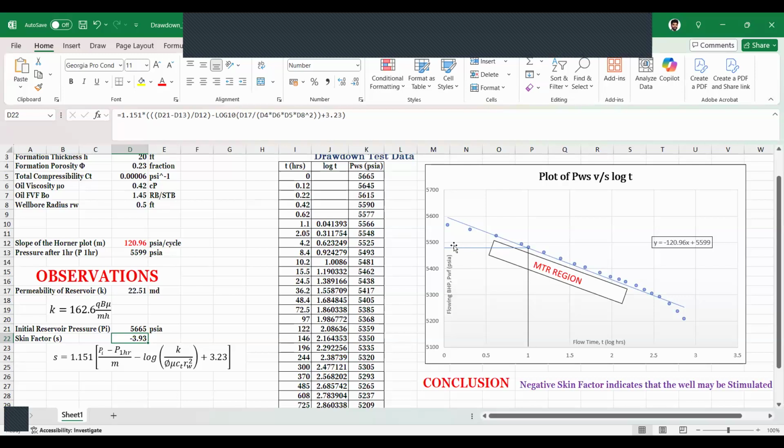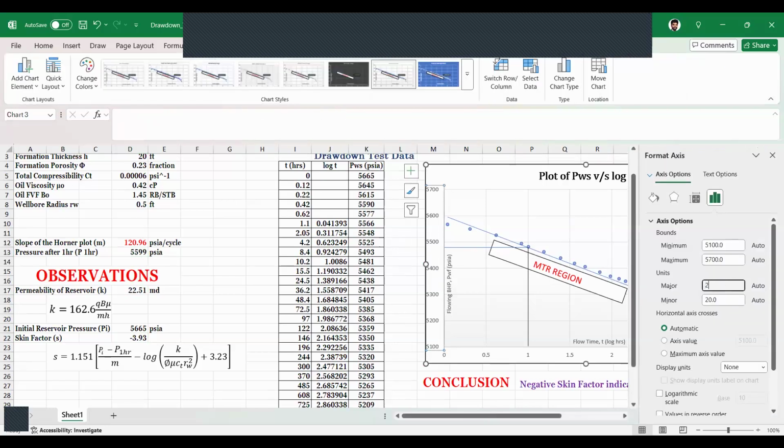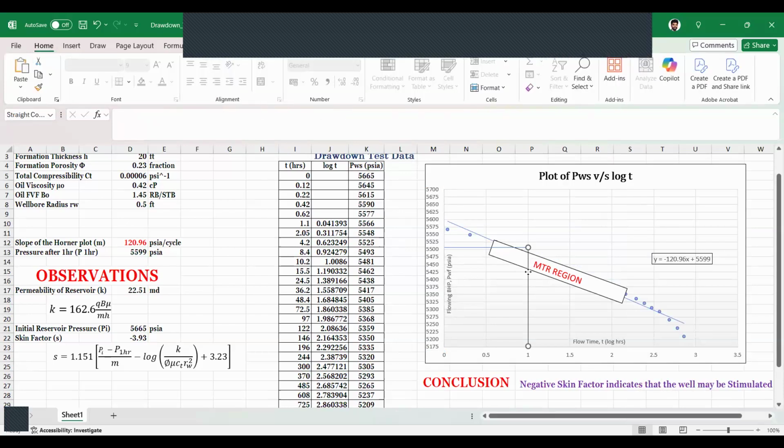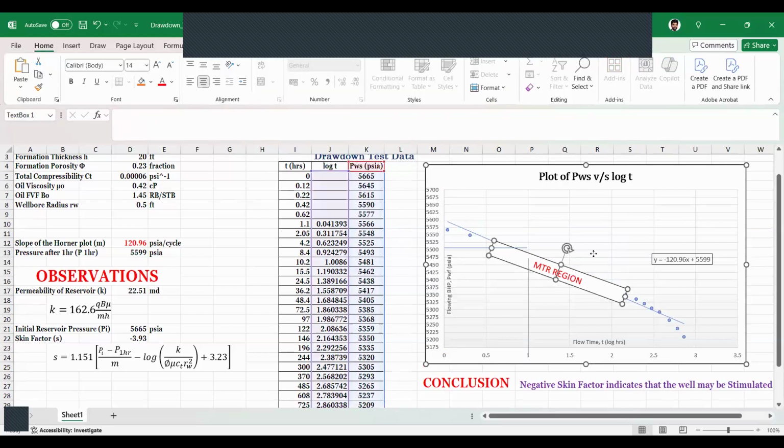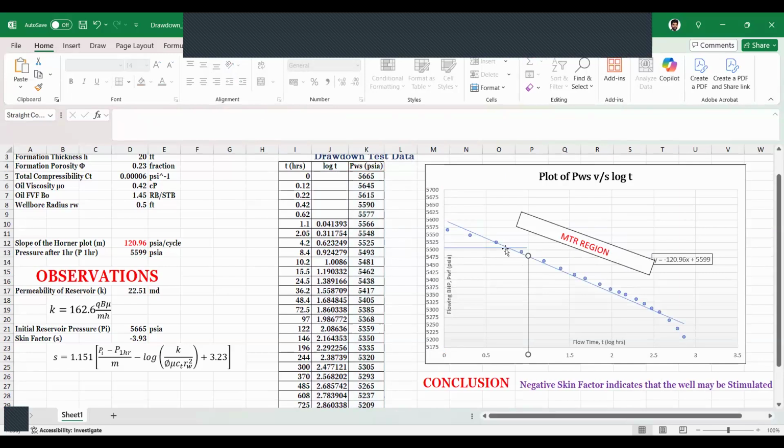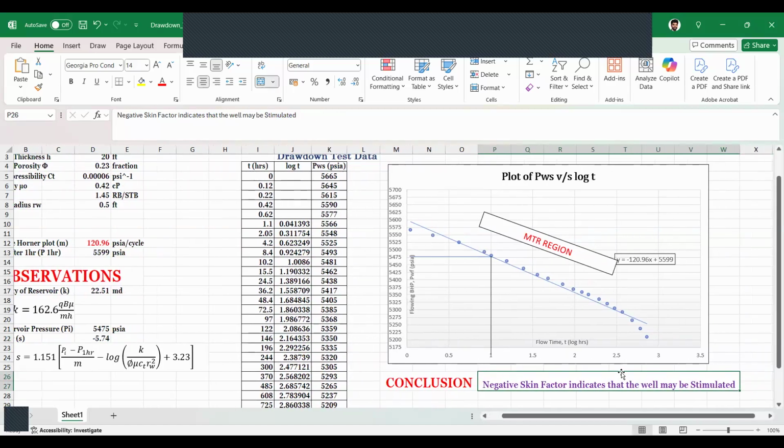Oh, it has to be less than 5500. So it should be maybe, let me just try to see, convert that to 25 maybe, and see what is the actual value. It is going down anyway. It is like 5475. Let's plug that value, 5475. Now skin will be negative, minus 5.74. So its negative skin factor indicates that the well is stimulated.